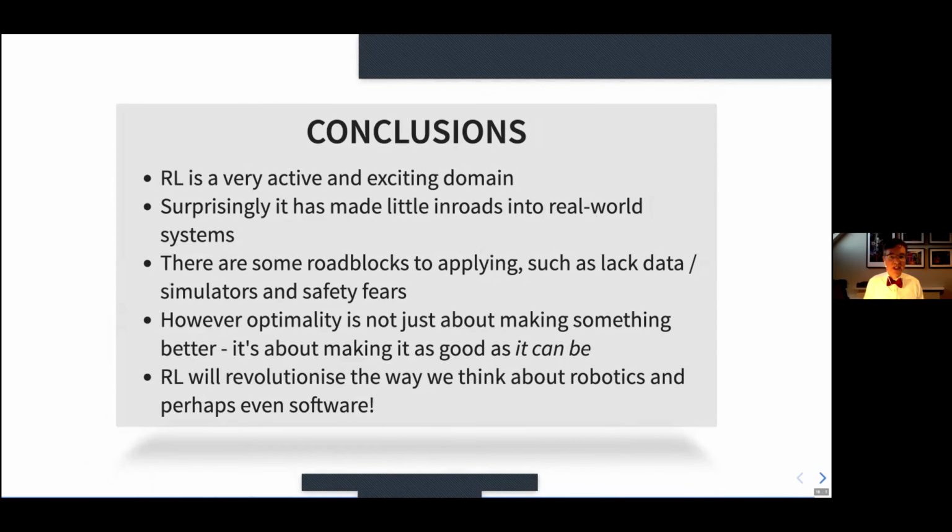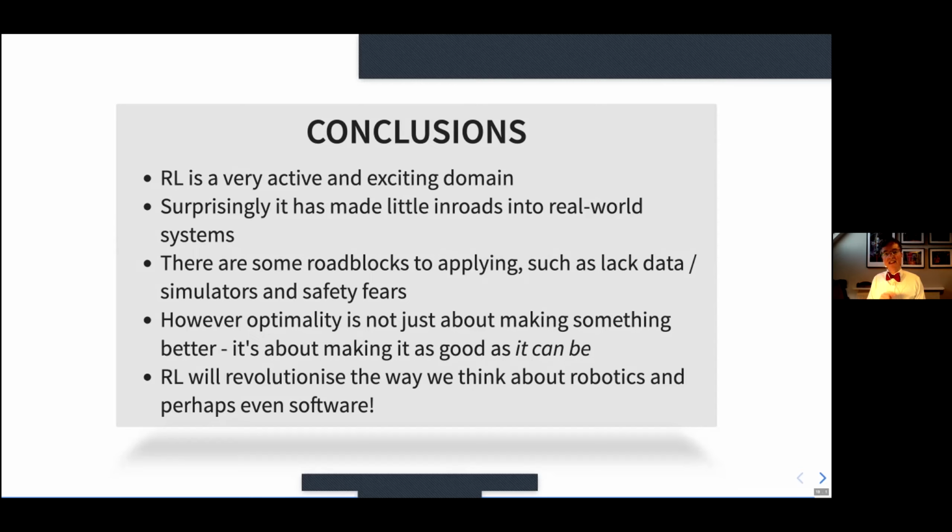Okay, so I just want to conclude and say thank you very much for listening. I think reinforcement learning is a really exciting domain. It's surprising in many ways it hasn't made bigger inroads into real-world systems. I think that the main reason for that are just to do with some of those roadblocks, lack of data, and maybe some safety fears.